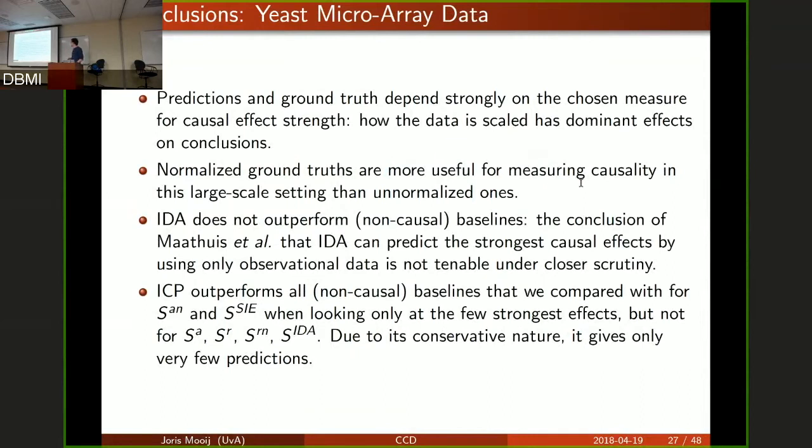One conclusion is that IDA does not outperform the non-causal baselines in our evaluation. So the conclusion by Maathuis and others, that IDA can predict the strongest causal effects by using only observational data, is not tenable under closer scrutiny. ICP, on the other hand, outperforms all non-causal baselines for these two ground truth measures when looking at the few strongest effects, but not for the other ones.